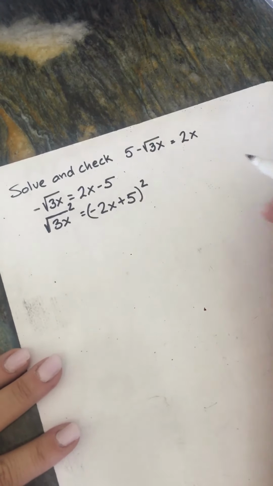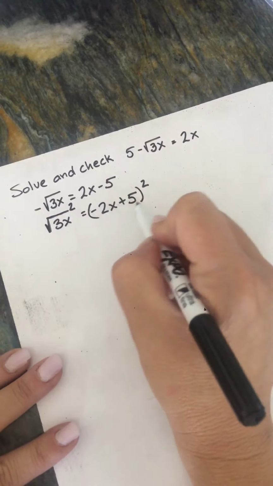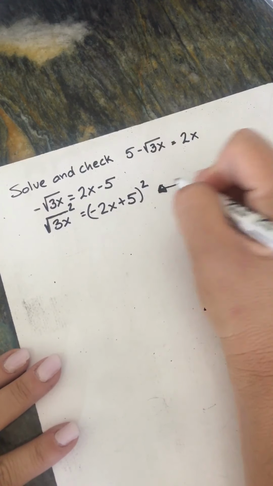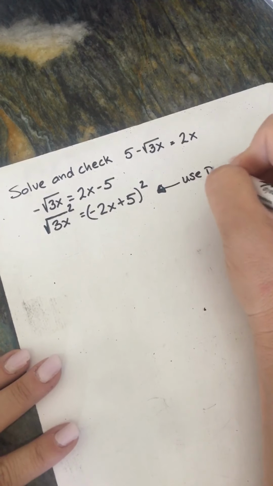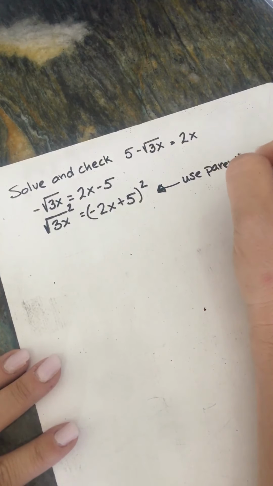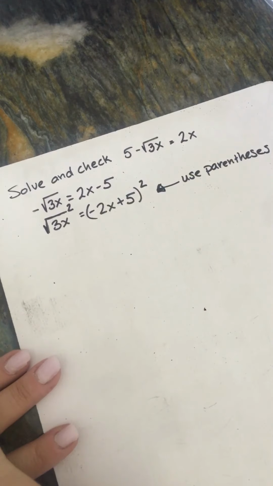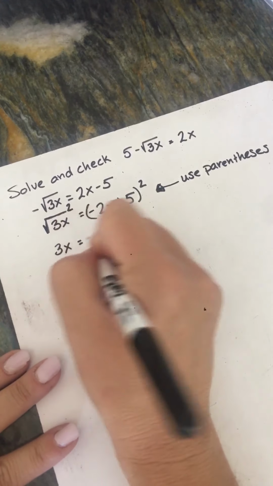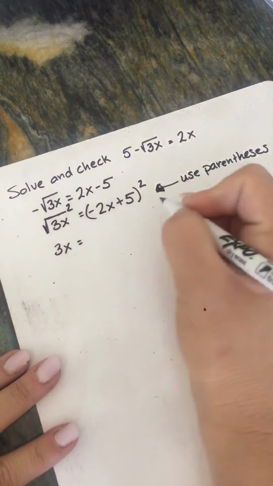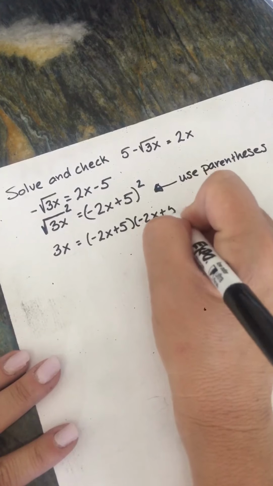Please put parentheses around a polynomial if you have one. This is our first time having a polynomial. Make a note to yourself. Use parentheses. There we go. Here we go. 3x equals, that means negative 2x plus 5 times negative 2x plus 5.